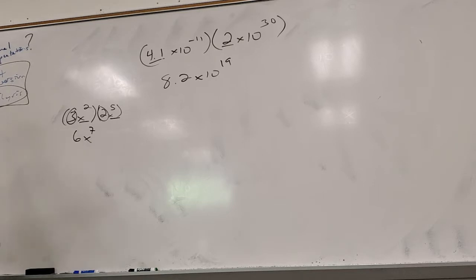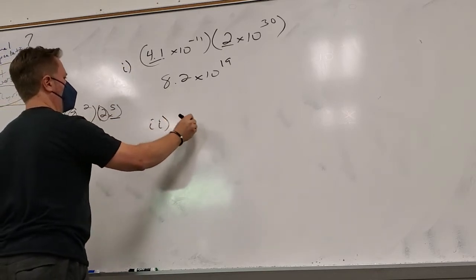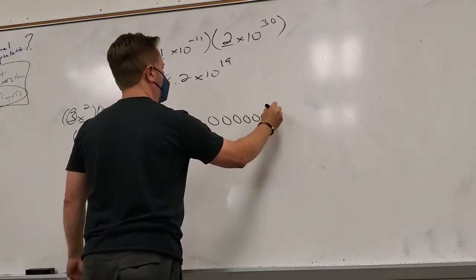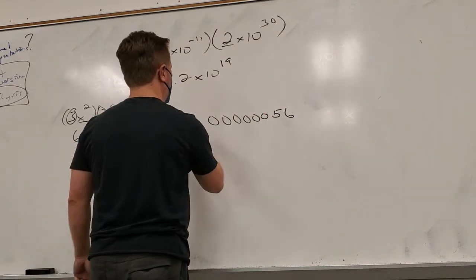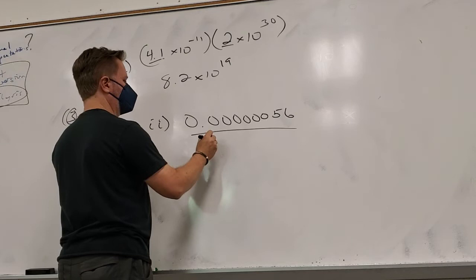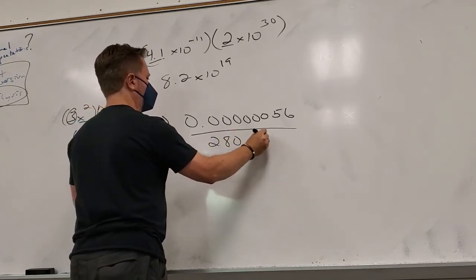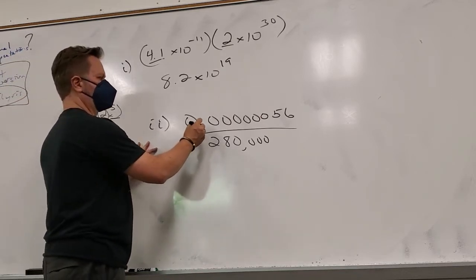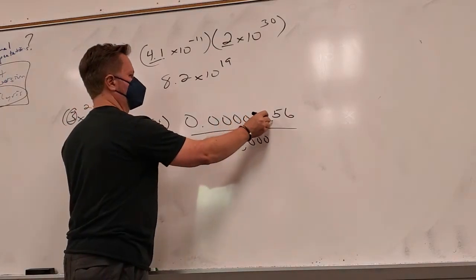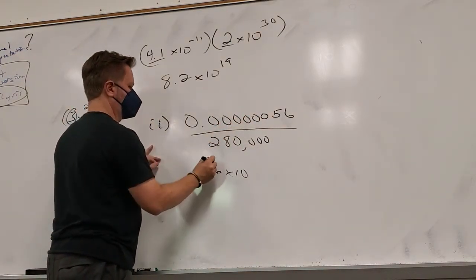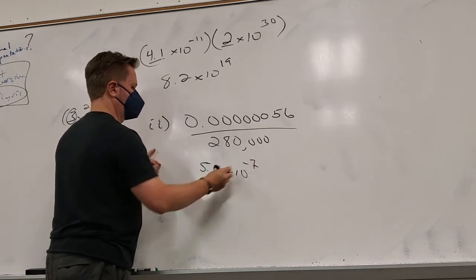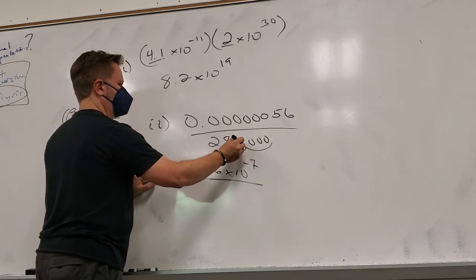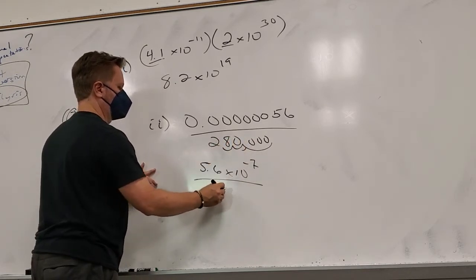So what about this? 0.0000056 divided by 280000. So we put it in scientific notation. What's the top become? 2, 3, 4, 5, 6, 7, right? 10 to the what? Negative 7. I like it. And the bottom becomes 2.8 times 10 to the 5.